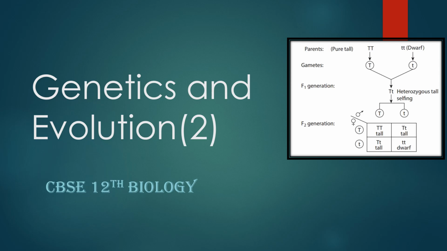So today we are back with the second part of the lesson, genetics and evolution. In your previous class, I have already given you an introduction to heredity. We have discussed alleles, genotype, phenotype, dominant and recessive factors. We have already spoken about all those things and we have started the monohybrid cross.